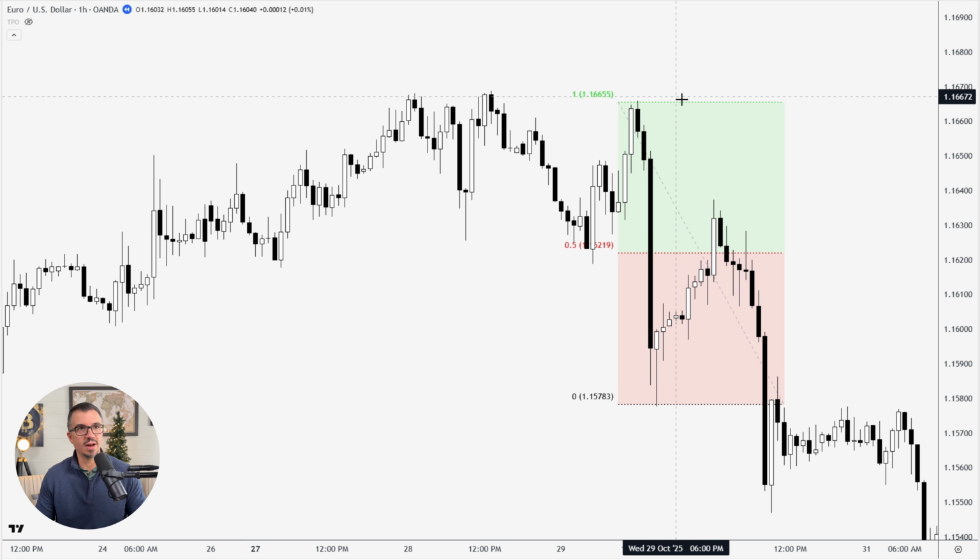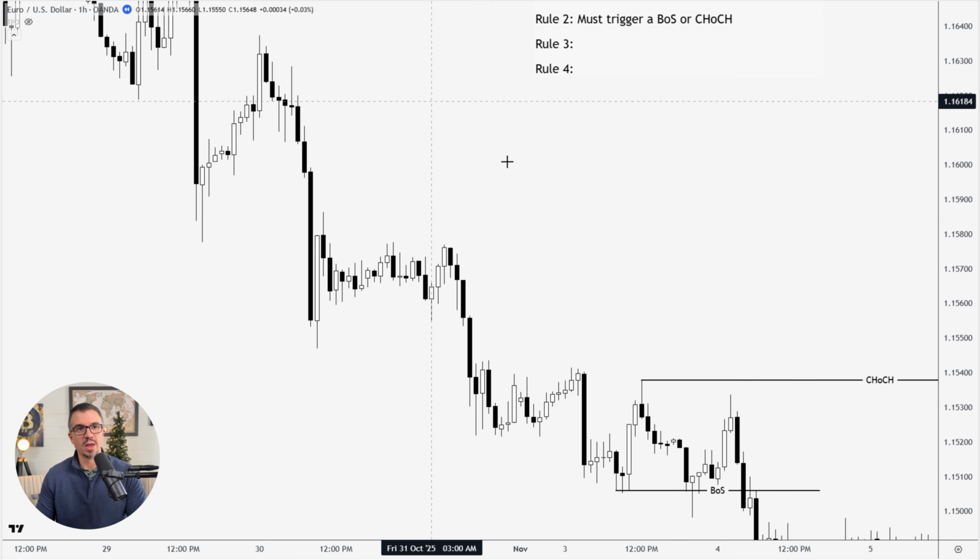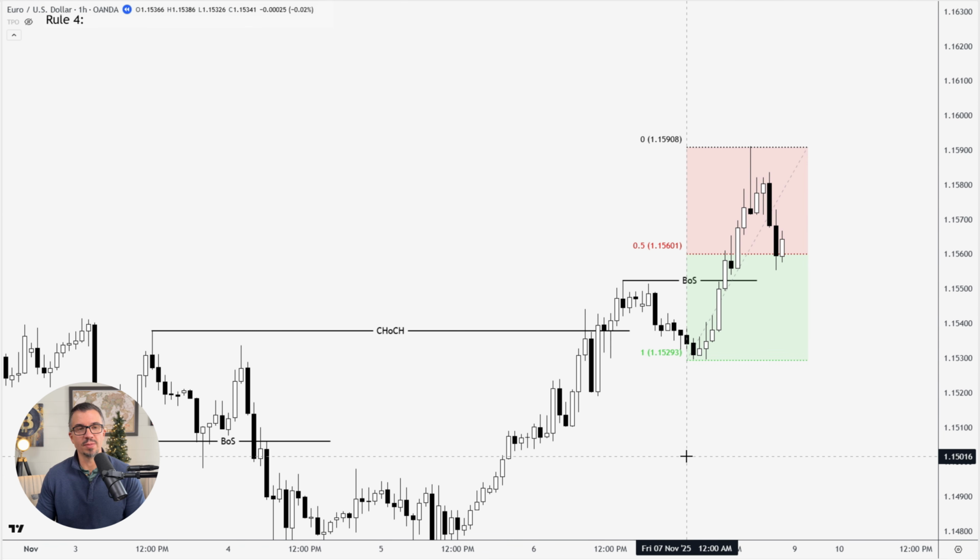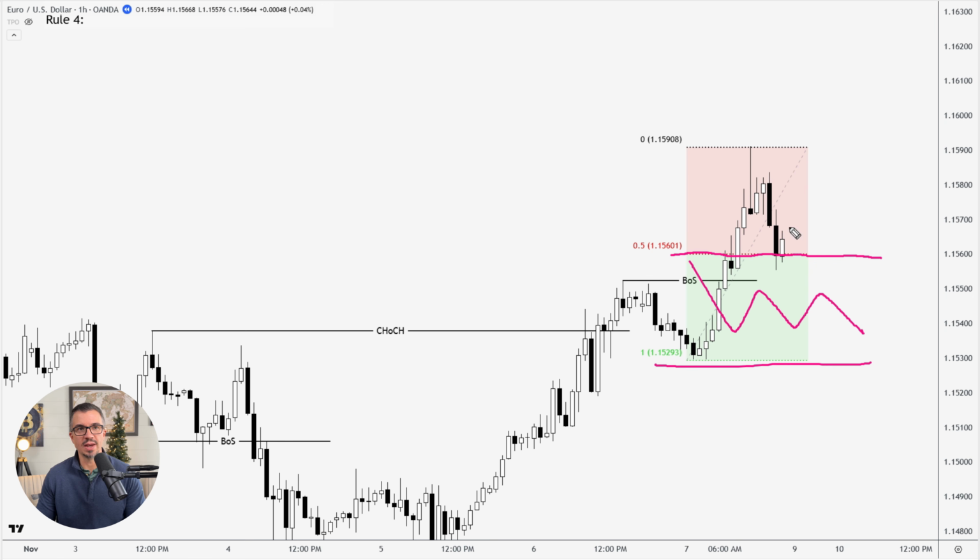Okay, so in the case of the current situation with the euro, we have the change of character, we have the market moving higher. So I have to see this market move below the 50% down here into discount. I cannot trade anything up here. Even if a perfect FVG forms up here, I cannot trade this because we're still in premium. I want to see the market move down here into discount. That is going to give me the best risk reward ratio.